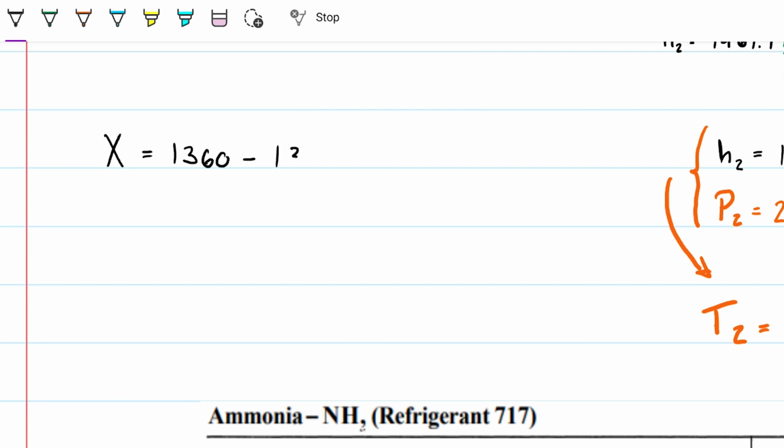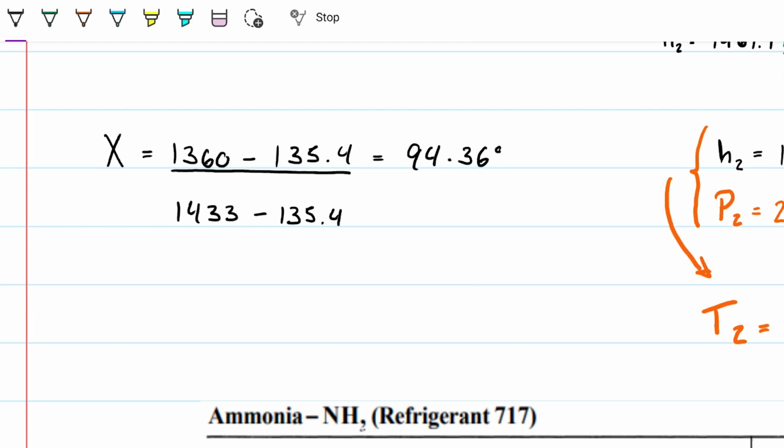liquid enthalpy, which is 135.4. And we're going to divide that by the whole scale, and the whole scale is the enthalpy of the vapor, saturated vapor, I should say. And the same 134.5, I insist on 4 here, 5.4. And that's going to give me about 94.36%. Okay, so much closer to the saturated vapor than the saturated liquid, as expected.